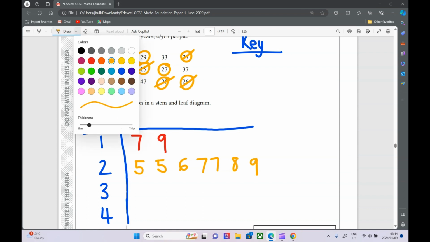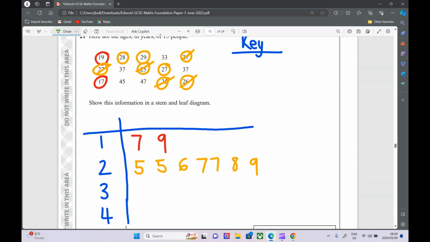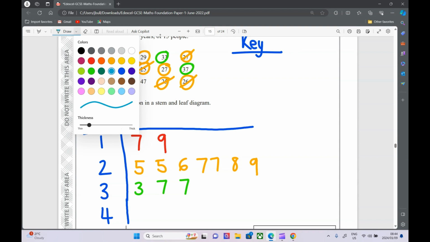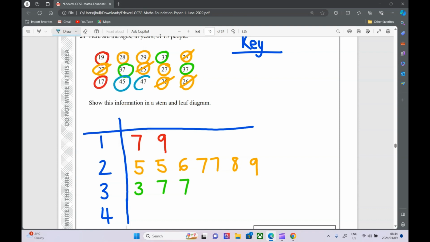Next up then, let's do our 30s. So I've got 37, 33, 37. Okay, so we start with the smallest, so 33, and then two 37s. And then finally, my 40s, so I've got 45 and 47. Okay, so we just do 45 and then 47. So that is how the stem and leaf diagram looks.